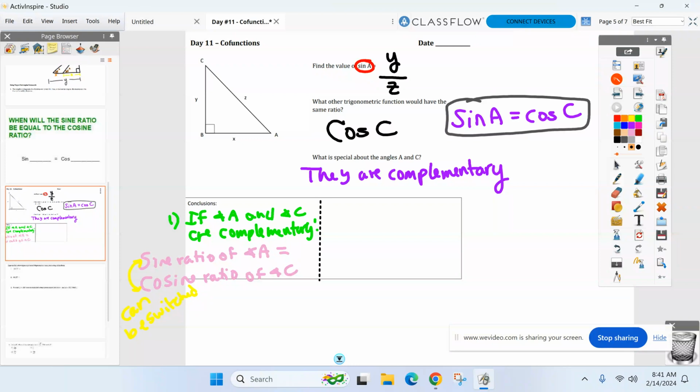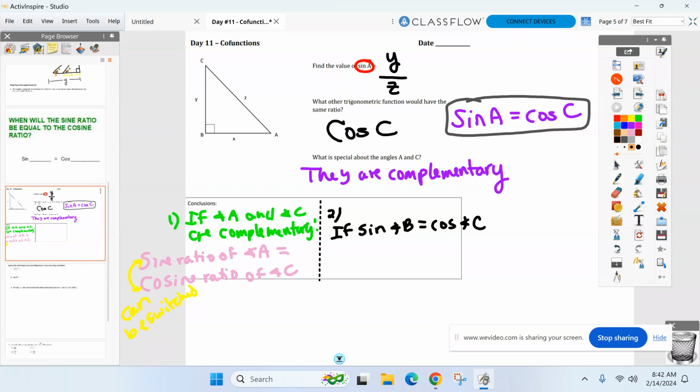All right, and the second conclusion I want. Ready? If the sine of angle B is equal to the cosine, Bailey, pick another letter. C. That's all right, sure. I just wanted to use new letters other than A and C. We use B and C.